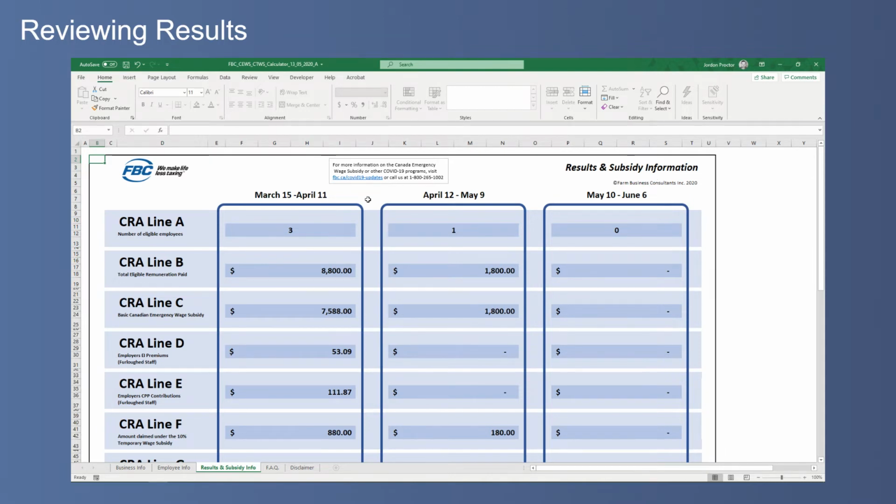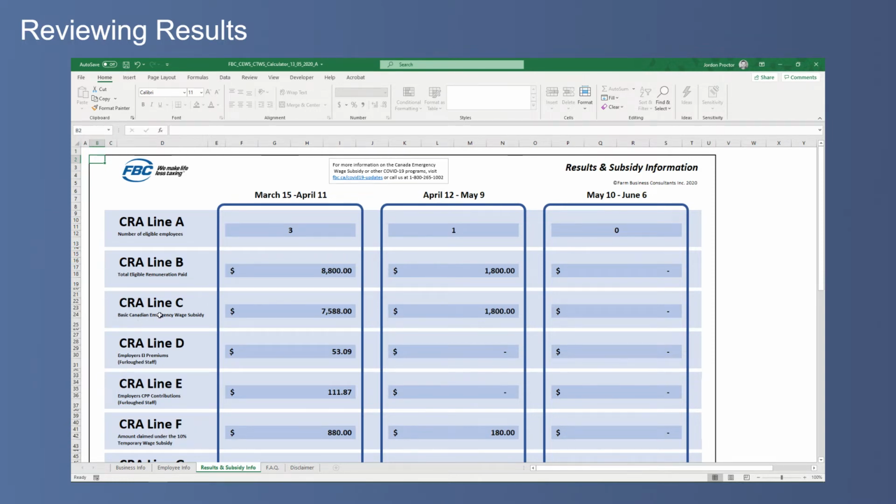So for period number 1, we have 3 eligible employees. We have a total remuneration paid for those 3 employees of $8,800. Say you had one employee that only worked 2 weeks and didn't qualify. Their remuneration won't be included in this amount. Only the employees that qualify will have their total remuneration added in this column.